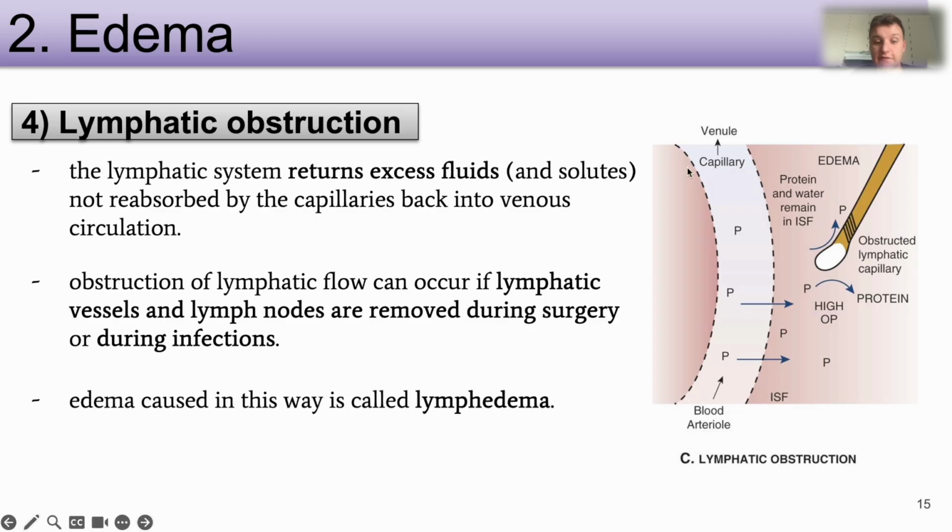Obstruction of this lymphatic flow can occur in lymphatic vessels and lymph nodes, right? So for example, there's certain cancers where they'll remove the lymph nodes, right? Or maybe during infections, this could cause an obstruction. Edema caused in this way is called lymphedema because the lymph nodes are the reason.